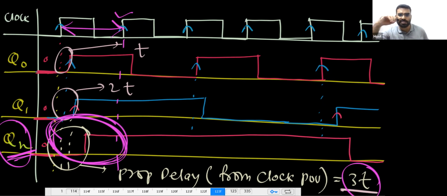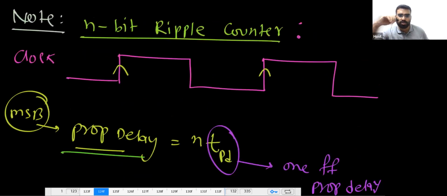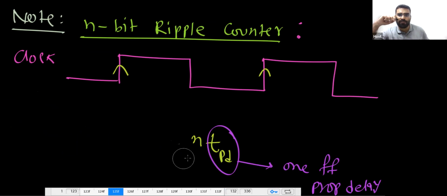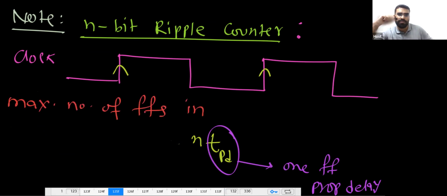Okay, tell me, is this clear? So this is the idea. What should happen for proper functioning? Now you tell me, in a ripple counter, what is the maximum number of flip-flops we can have? This is my question.